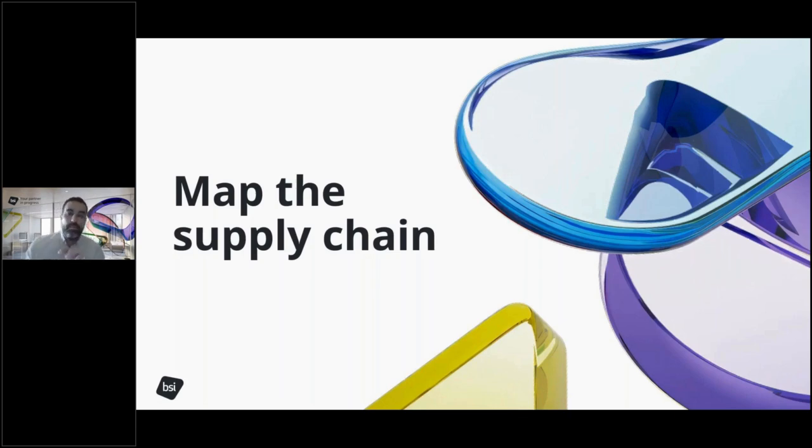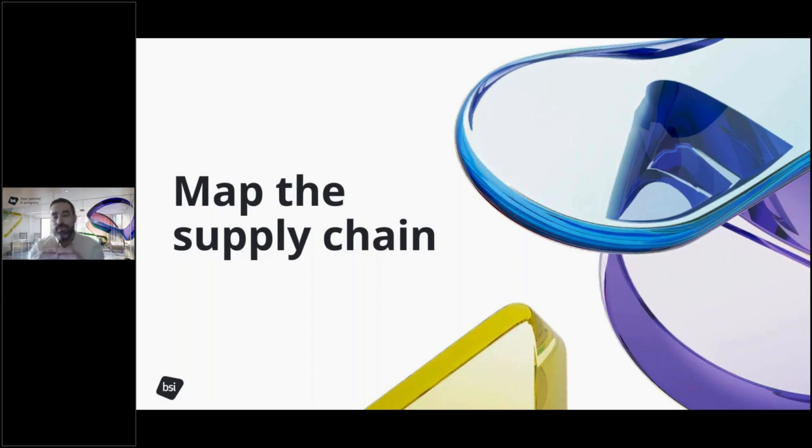Just a quick note here, I'm going to talk a little bit about mapping the supply chain as a process. I know there's a lot of different tools out there. BSI has tools as well that can help with mapping the supply chain, but I think it's really important to nail the actual process. And part of this is working really effectively with your procurement and supply chain teams to understand what's out there in the supply chain and what risks you might be facing. So I'll talk through the process.